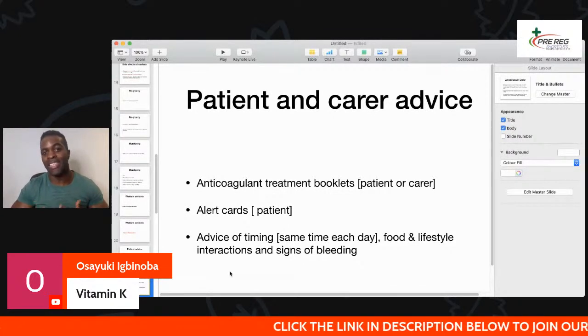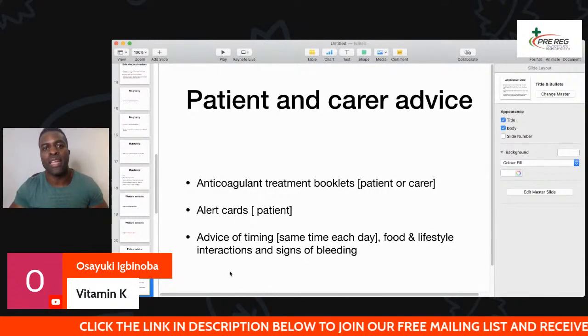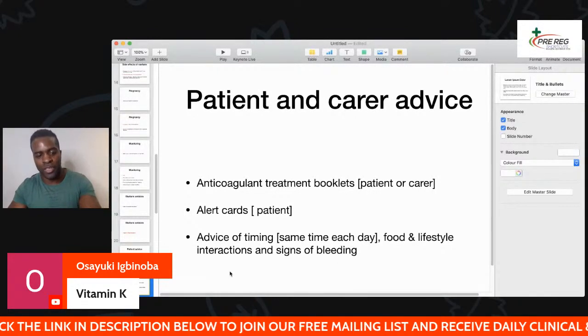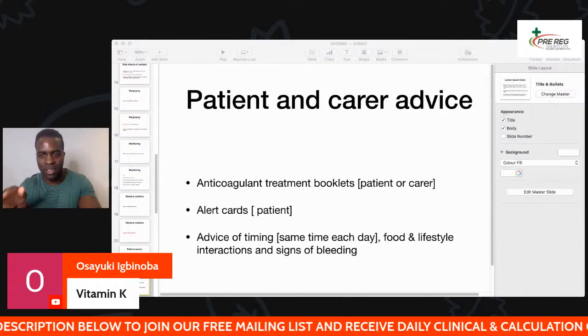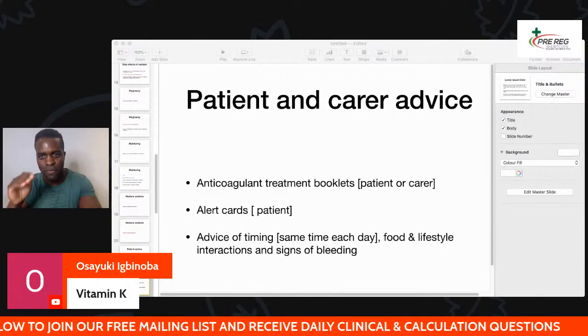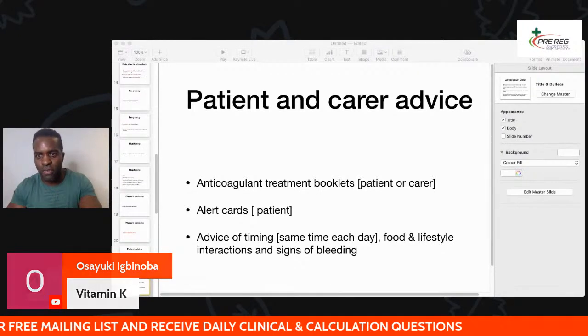Those are all the signs that they need to look out for, right? So this is all counseling that you give to patients on warfarin. Yes, please learn your patient counseling advice. Very important. Very, very important. So I've got grateful to dental care.